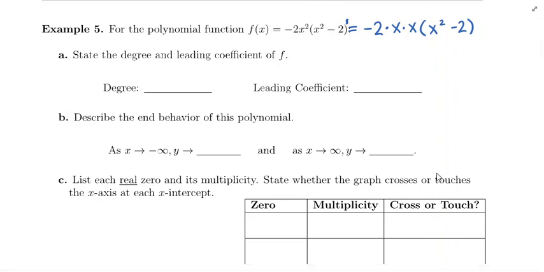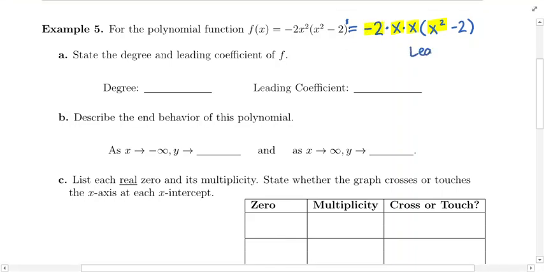All right, so let's try to determine the leading term here. What I'm going to do is highlight everything that has an x. Okay, so I've got x, x, x squared, and then I've got to highlight the number that's in front. So that's negative 2. Now I'm going to multiply all these together, and that is going to give me my leading term. So we're going to have negative 2 times x times x times x squared. The number out front will be negative 2, and then you're going to add the exponents on the x's. So it's going to be x to the 4th power. So the degree is 4, and the leading coefficient is negative 2.